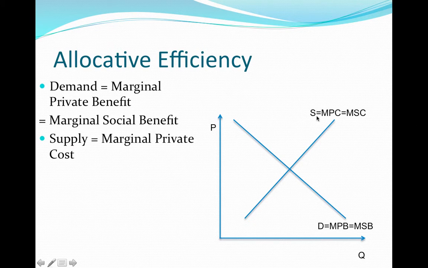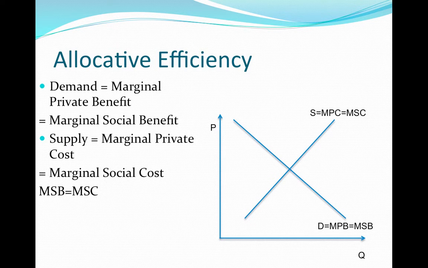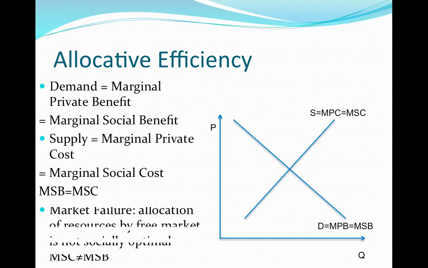Supply, on the other hand, is equal to marginal private cost. So this is basically looking at the private costs for producing a good. So supply is equal to MPC, and we hope that it's also equal to marginal social costs. We hope that everything that is produced, the benefits to society are the same as the costs to society, that society is in equilibrium. And so when we have demand equals supply, in all the examples that we've thought about thus far, we've been thinking, hopefully the benefits and the cost to society are the same as the benefits and the cost to the individual. But that doesn't always happen.